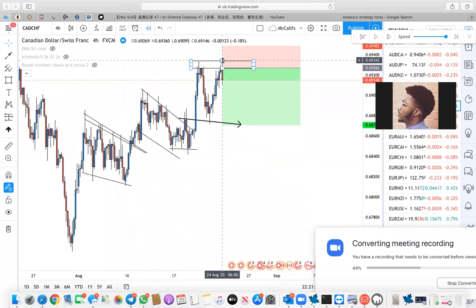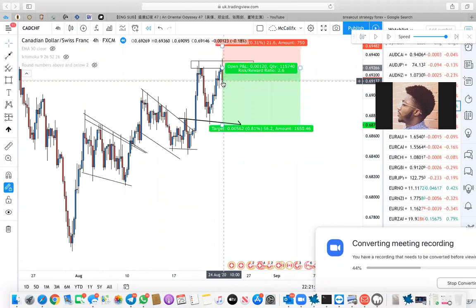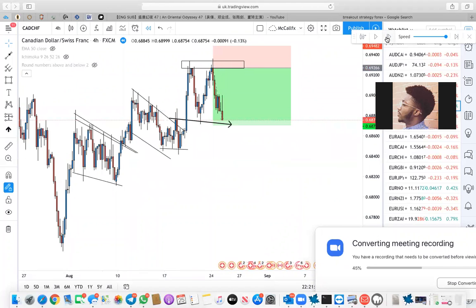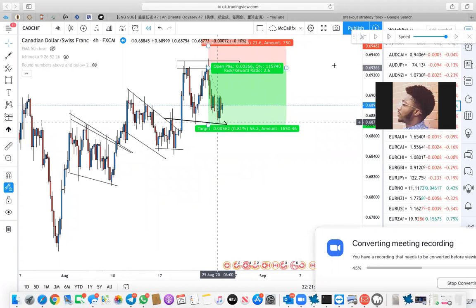Price went up right into it. So this is going to be my confirmation. And I put in more loss size, right? More loss size, more loss size. Take profit hit. Boom, I'm done.